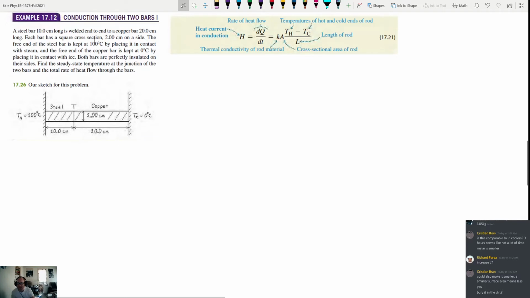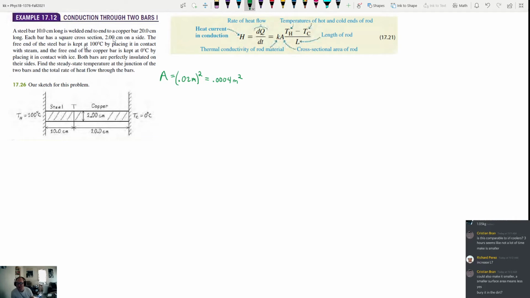Each bar has a square cross section. So they're kind of shaped like rectangular prisms with the interface here being a square. It's 2 centimeters on a side, which means the area is going to be 2 times 2. So it's 2 centimeters on a side for the square, right? So you have to take 0.02 meters, and then you have to square that, which is 0.0004, I think, meters squared. So that's our cross-sectional area A.